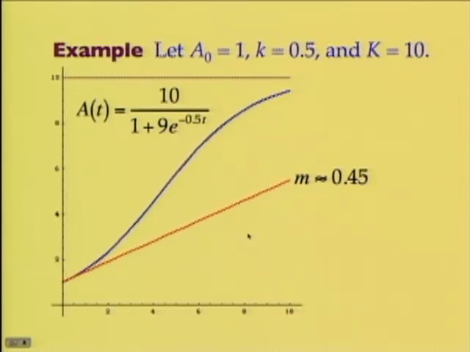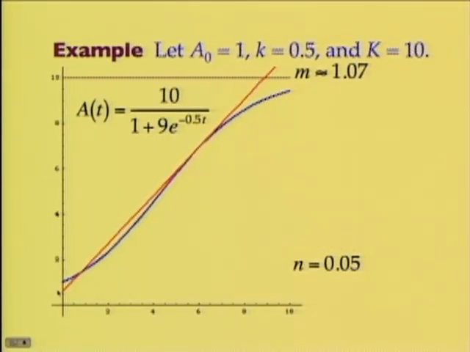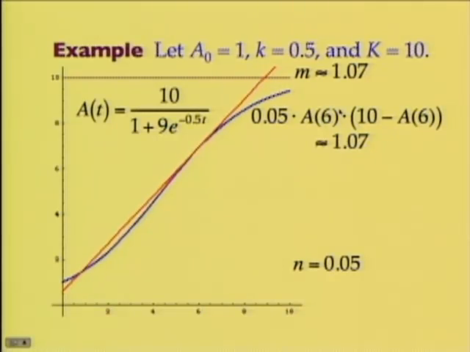In fact, if I check the tangent lines, the slope here is about 0.45. This is when time is 0. If I take the amounts, here's the amount, and here's 10 minus the amount, that would be 1 times 9. Solve for n, it's about 0.05. Well, if I check in a different location, this is when time is equal to 6. The slope of this line is a little bit over 1. If I say 0.05 times the y value of that curve, and 10 minus the y value of that curve when time is equal to 6, sure enough, I get the same amount.